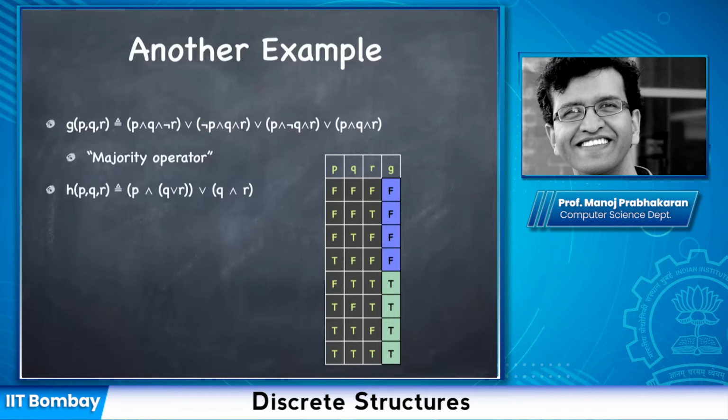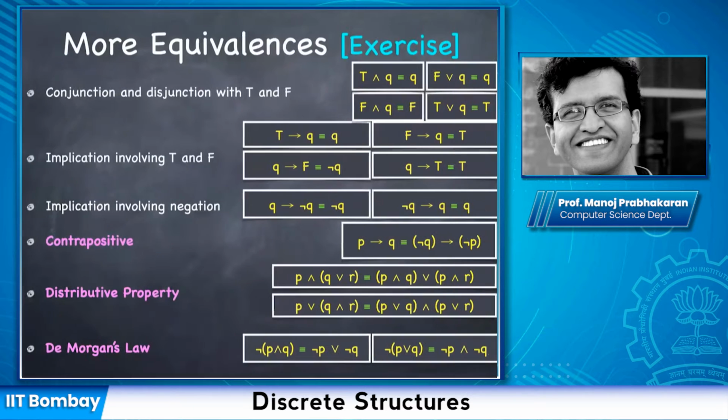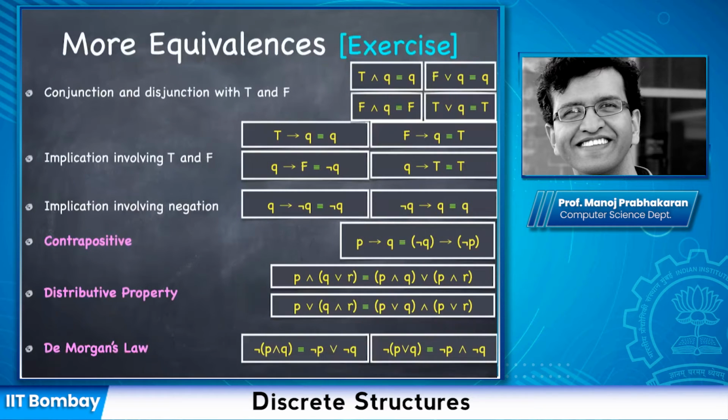And again, you can have multiple formulas that give you the same truth table. So here is another formula which you can also evaluate. It will come out to be the same truth table. So these 2 formulas are equivalent to each other. All right, so before I finish, let me leave you with an exercise. There's a bunch of equivalences of formulas that you should verify.